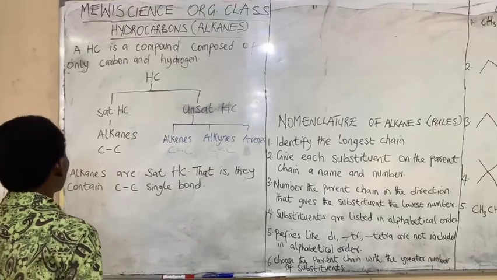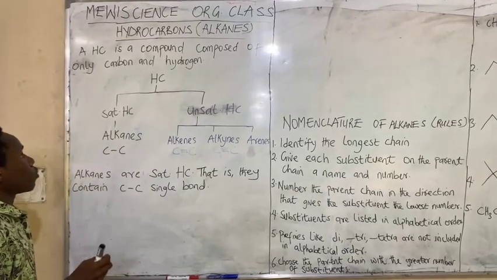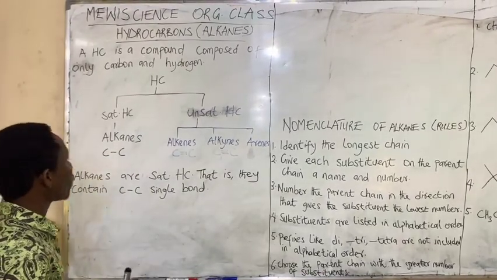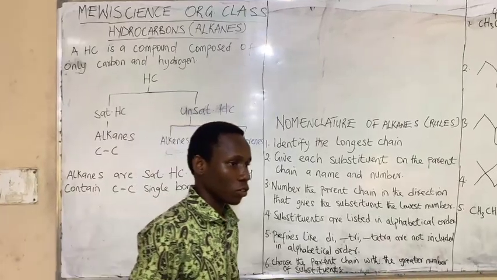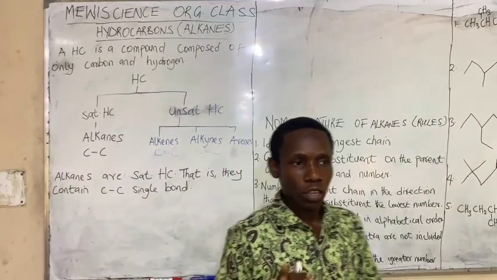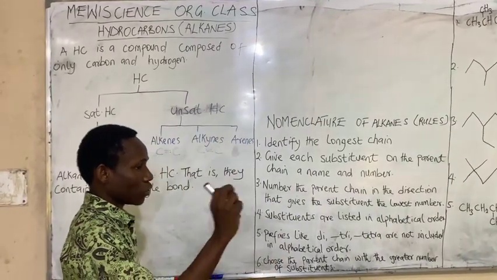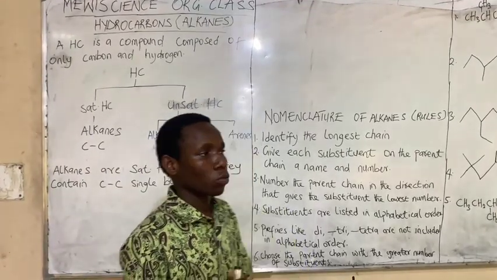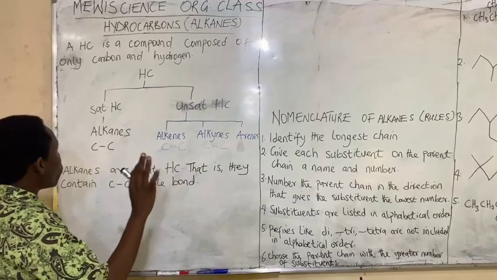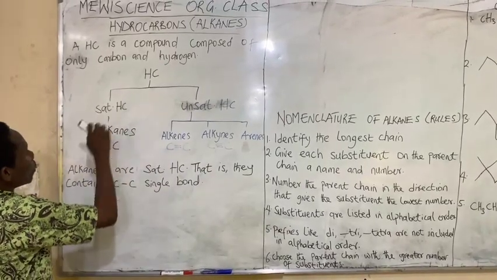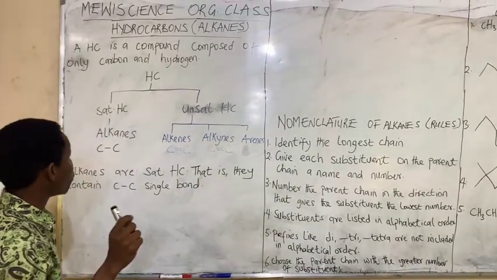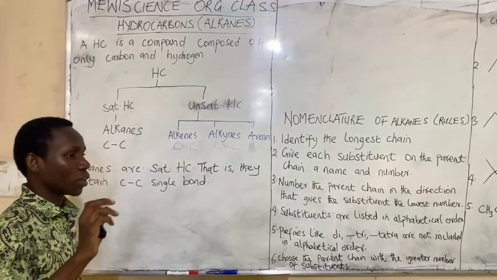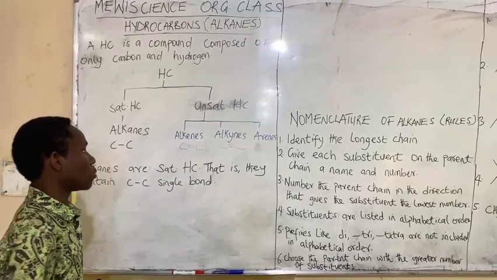What's a hydrocarbon? A hydrocarbon is a compound composed of only carbon and hydrogen. So like the name, hydrocarbon: hydro stands for hydrogen, while carbon stands for our normal carbon. So a hydrocarbon is a compound that has only carbon and hydrogen.